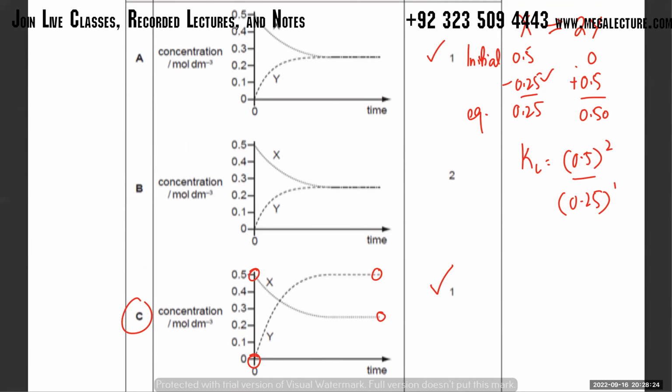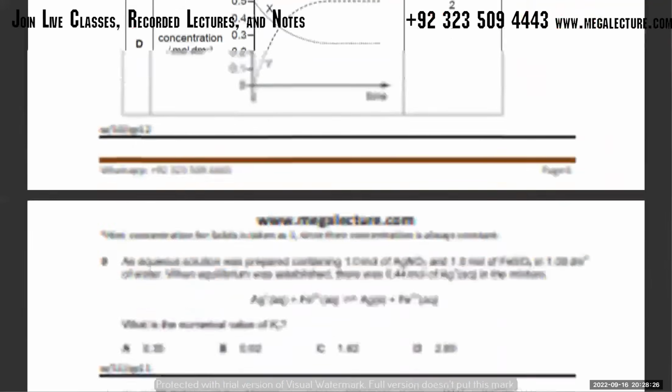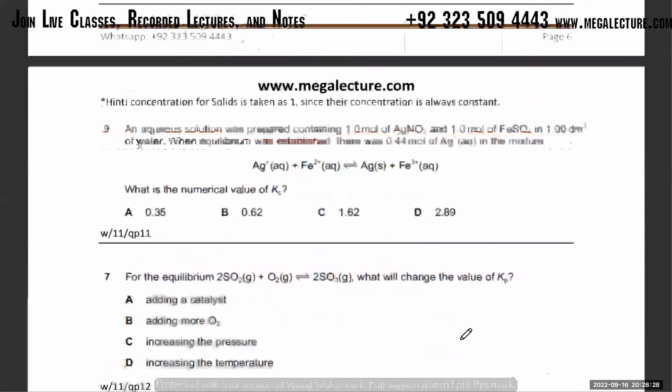Yes sir. Okay, then we should do this one as well. What did I tell you about solids in a Kc expression? If you have a solid, we ignore that. When it's a solid, you take it as a constant concentration. So in this case, your Kc expression will not have silver solid in it.